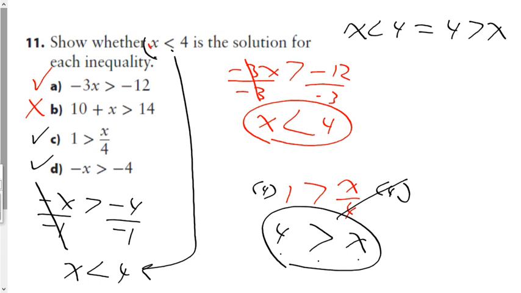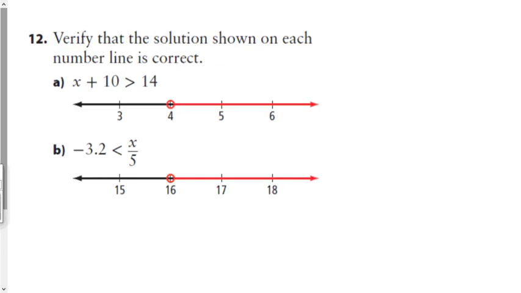B. Question 12 says, verify that the solution on each number line is correct. So if I interpret this solution, what does the number line say? It says all values greater than 4, doesn't it? Is it including 4 or not including 4? Because it's an open boundary, it's not including. So that is what the number line says. So if I solve this, I do get this solution. So therefore, yes, the number line is correct with its solution.